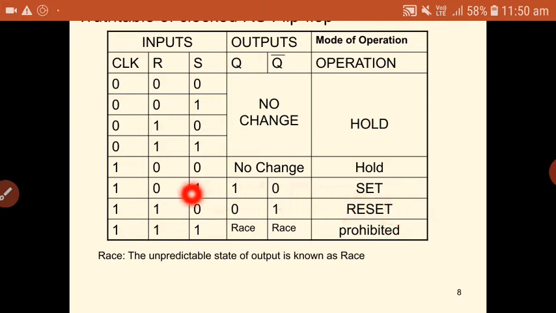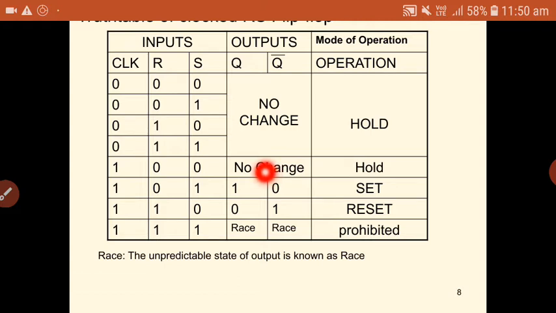Okay. So for R is equal to 0 and S is equal to 1, and for R is equal to 1 and S is equal to 0, you will be getting distinct outputs. For the 0 1 combination, you get the output as 1, and for the 1 0 combination, you get the output as 0 irrespective of its previous output state. This you have to remember, because for the 0 0 combination, the present output depends upon the previous output. That means there is no change in the output state.